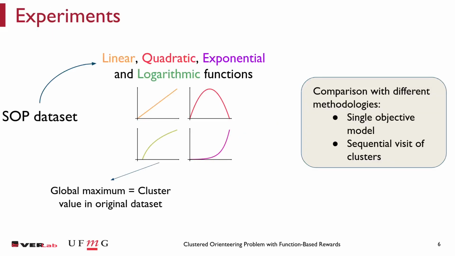For our experiments, we use the set orienteering problem dataset, and we use these four types of functions for our clusters, setting the global maximum to the cluster value in the original dataset. We also compared our proposed solution with different methodologies, such as the single objective model, in which only the reward is actually evaluated, and a sequential visit of clusters, meaning we have to visit everything we want in a cluster before visiting the points of another cluster.